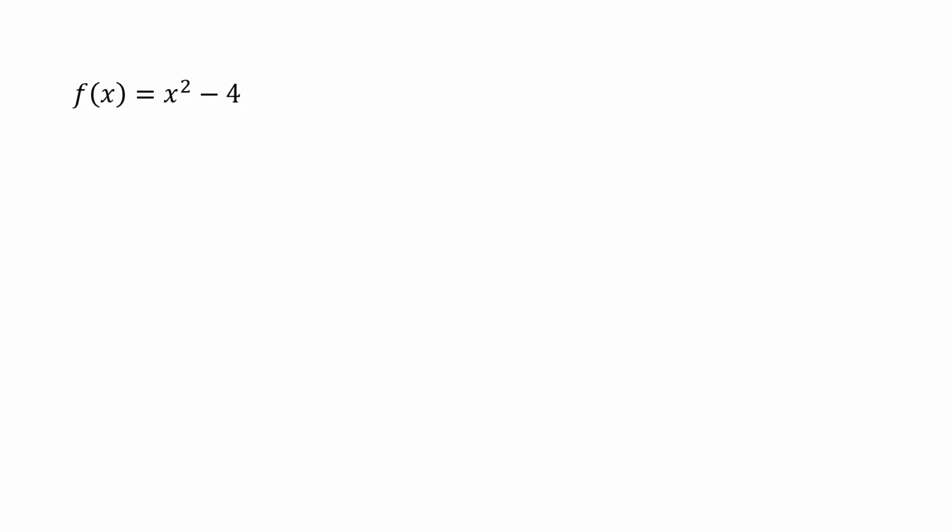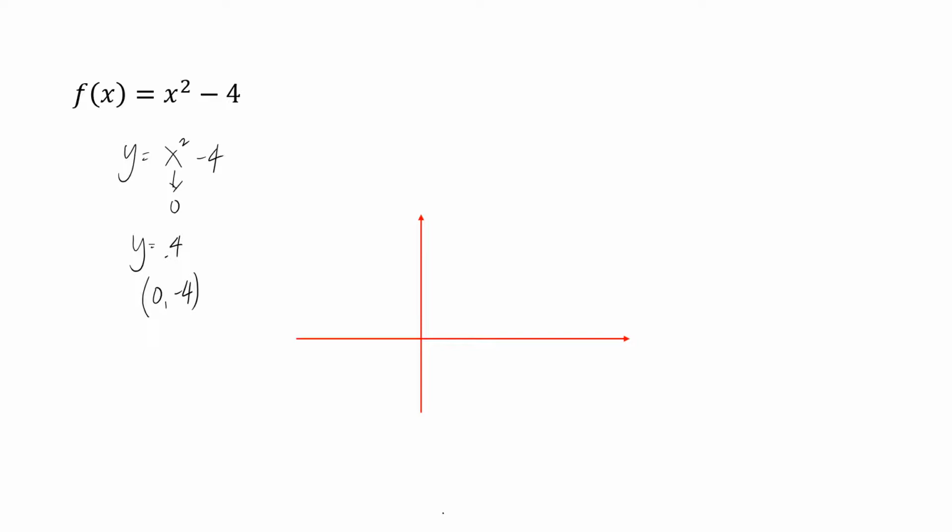Next, we draw the graph of the function f defined by f(x) = x² - 4. This is a quadratic equation, and the graph of a quadratic equation is a parabola. So we can resort to point plotting. We can start at x = 0. When x is 0, your y is equal to -4. So the point is (0, -4).